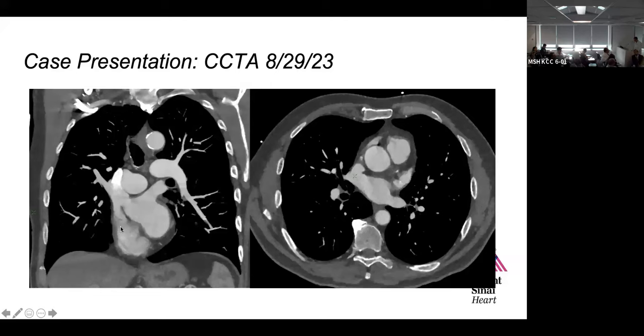This would be the SVC continuing down to the right side. And you see right here that there is that connection to the left atrium. I just want to make sure that's completely clear for everyone and all of our viewers here and at home.